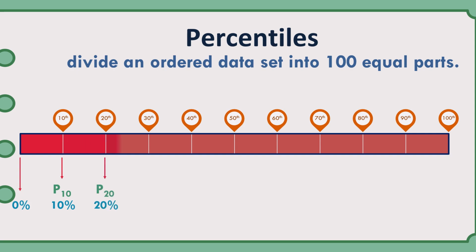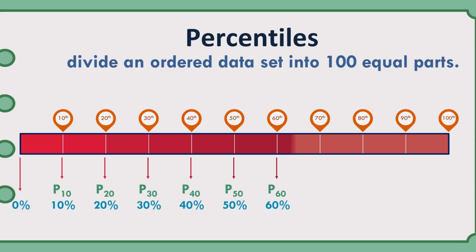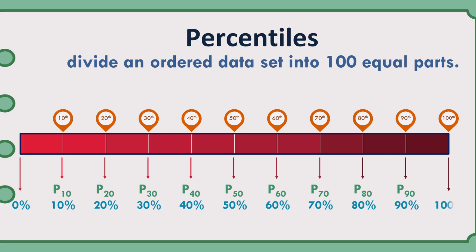Percentile 20 is 20%. Percentile 30 is 30%. Percentile 40 is 40%. Percentile 49 is 49%. Percentile 60 is 60%. Percentile 73 is 73%. Percentile 84 is 84%. Percentile 90 up to percentile 99, that is 99%.